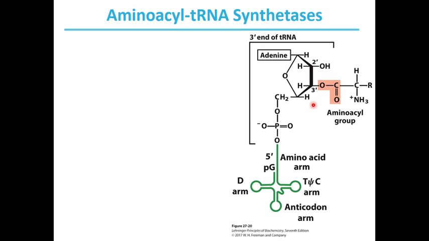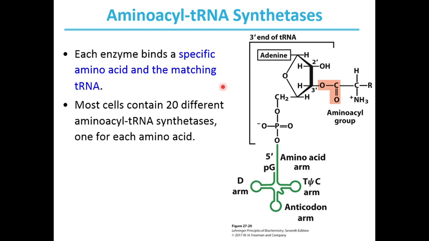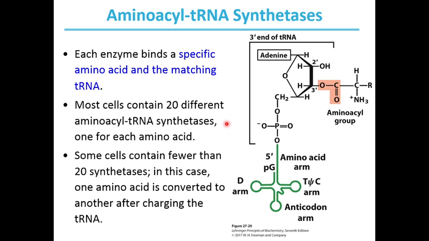The function of aminoacyl tRNA synthetases is to attach the correct amino acids to their tRNAs. Each enzyme binds a specific amino acid and the matching tRNA. Most cells contain 20 different aminoacyl tRNA synthetases, 1 for each amino acid. Some cells contain fewer than 20 tRNA synthetases, and in this case, one amino acid is converted to another after charging the tRNA.